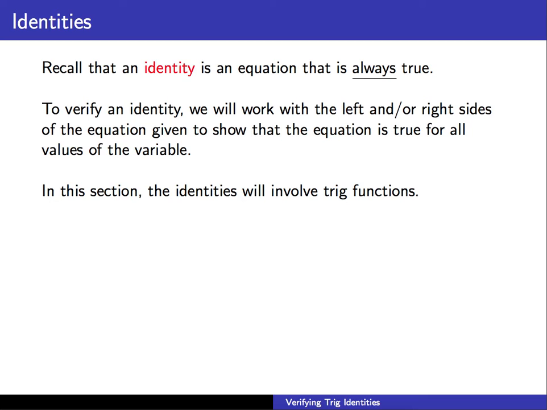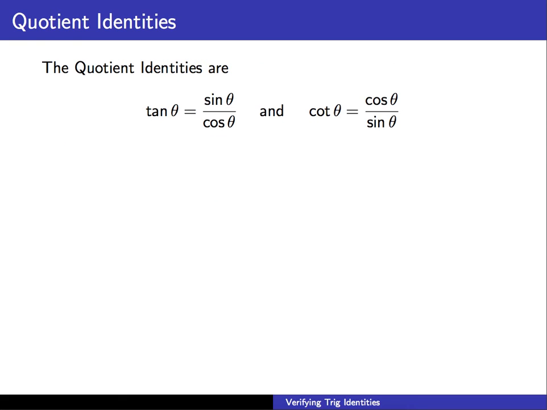So to verify an identity, we're going to work with the left and/or right sides of the equation given to show that the equation is true for all values of the variable. In other words, that the left and right sides, although they may look different, are actually different sides of the same coin. So in this section, our identities are going to involve trig functions.